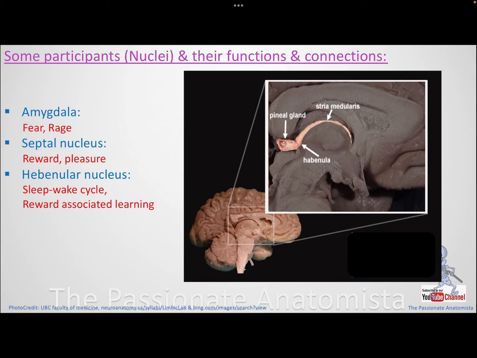Okay, so amygdala, remember, this is the fear center. If you activate it, you have more fear and rage and anger. It's negative emotions register in that guy. Septal nucleus and habenular nucleus, they are reward centers.